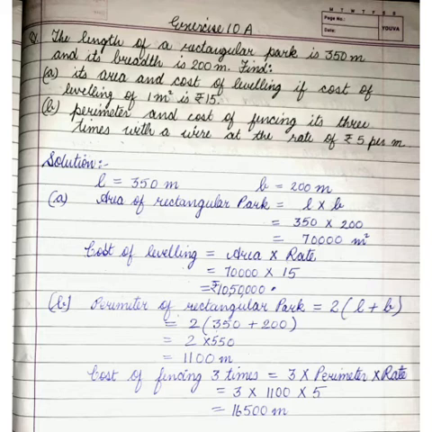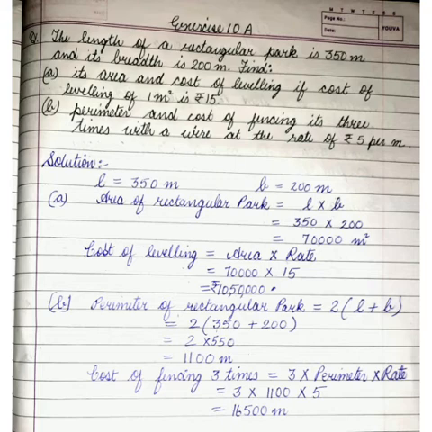Now keep this in mind that for area, the formula is length into breadth. The length and the breadth are already given to us in the question as 350 meter and 200 meter. So length into breadth is going to be 350 into 200, that is 70,000 meters square, that is the area of the rectangular park.